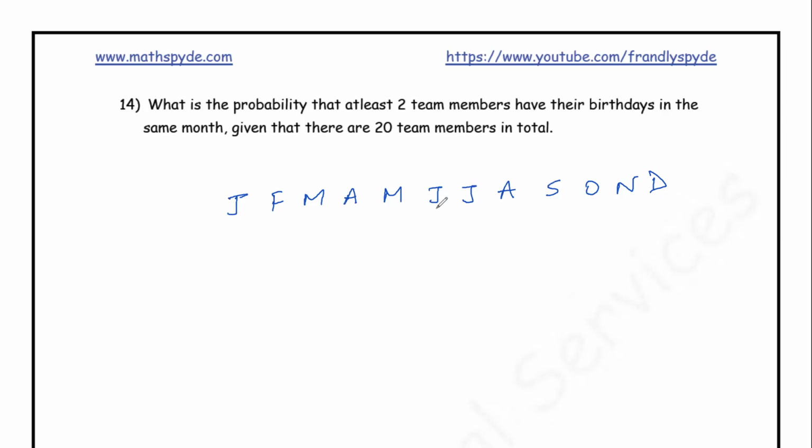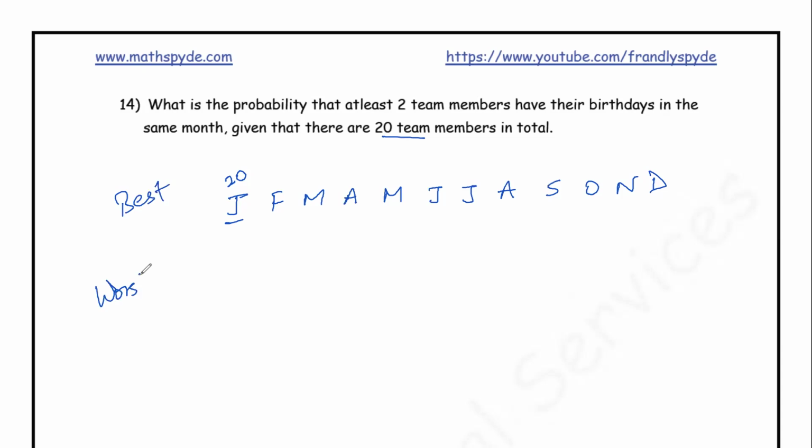So we'll take the best case scenario and the worst case scenario. Best case scenario, all the 20 team members have their birthdays in any one of these months. So let's just say it was in the month of January. It could be any of the 12 months. So I'm picking January. In January, all the 20 team members have birthdays. And I'm going to ask the question again: what is the probability that at least 2 team members, so 20 is more than or equal to 2, have the birthdays in the same month? So it is in the same month. So this is the best case scenario.